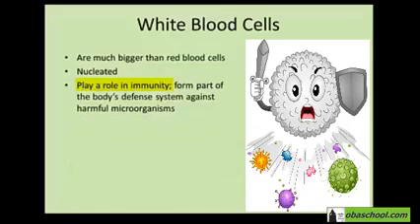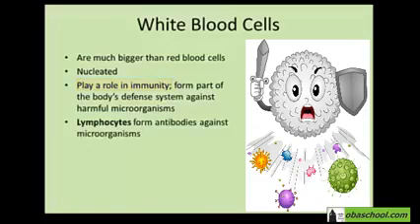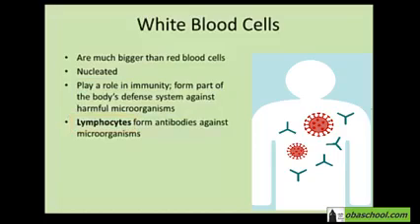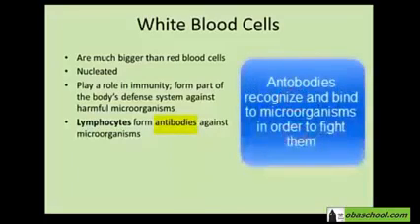An example of white blood cells is the lymphocytes. Lymphocytes form antibodies against microorganisms. So they defend by secreting antibodies. Antibodies are chemicals which have the ability to recognize the microorganism in order to fight it. So they bind to the microorganism and fight it.